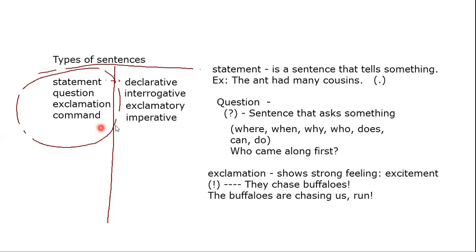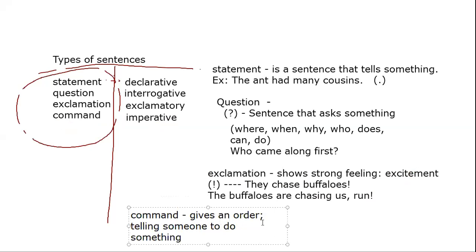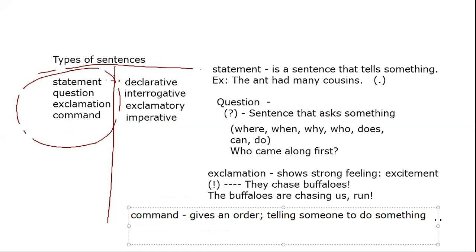Now we're going to a command, which is an imperative sentence. Now, a command, I look at it as you're telling somebody to do something. That's what a command is. It gives an order, telling someone to do something or something to do something. I usually use, like if you're pointing your finger at somebody, go put out the trash. Okay? That's usually giving a command. A command is usually going to end with a period.